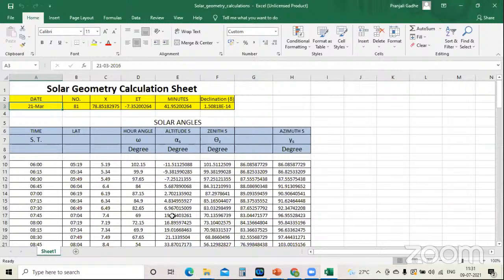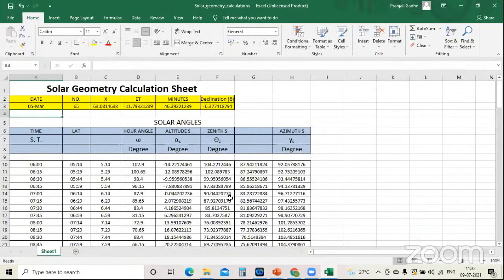This Excel sheet is made as the program for tracking. We should know the solar angles, which is important. According to the solar angles, we can get the heliostat angles. This program is fed into the programming software. Just by changing the date, you will get the changes in the angles. So an Excel program is made accordingly. All the formulas are there in the solar book.